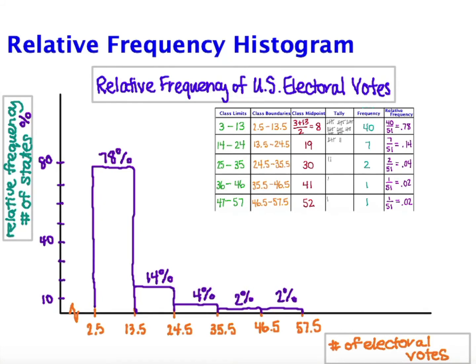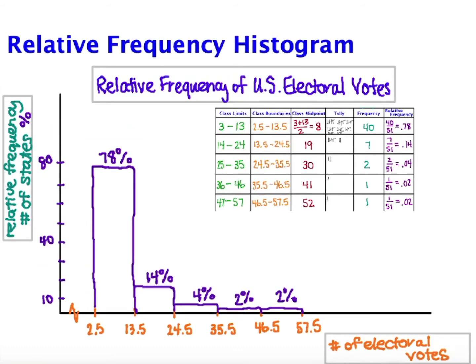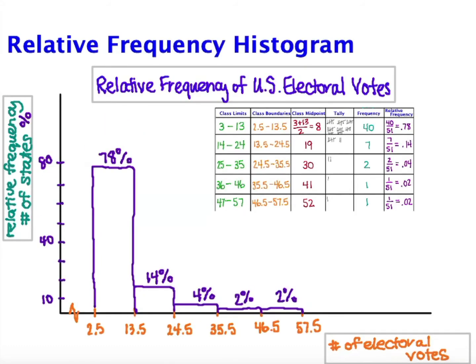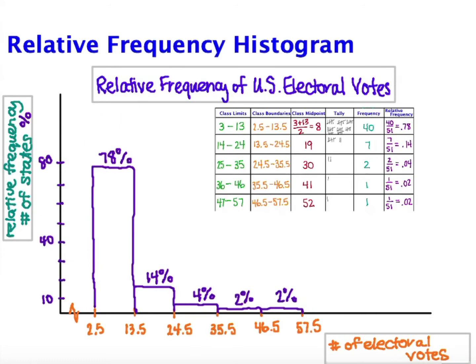And you should notice that there's really no difference in the shape of this graph compared to the regular histogram because it's using the exact same data. So the relative frequency histogram is just useful if you wanted to look at percentages rather than actual numbers, but same idea.